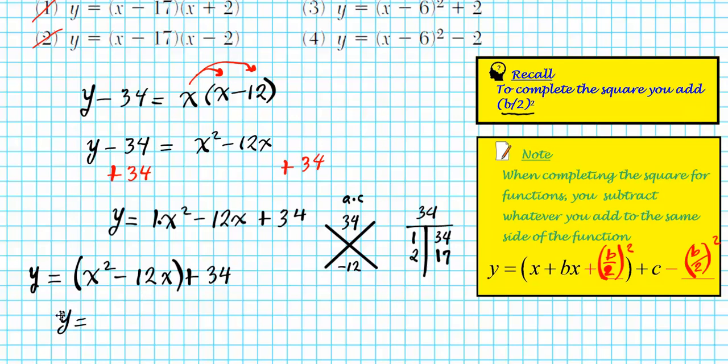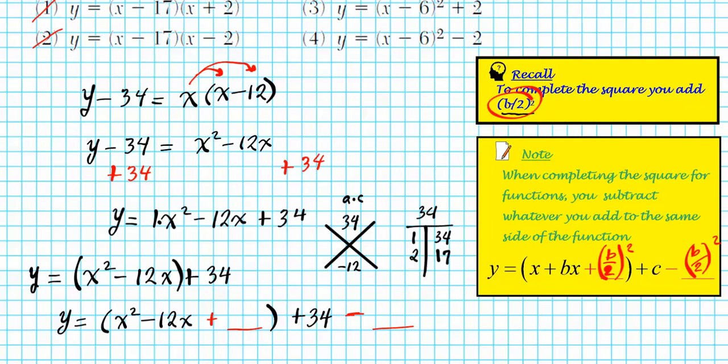Okay, so I'm going to write y equals x squared minus 12x plus a term that makes this a perfect square trinomial, a term that completes this square, okay, plus 34. So remember what I asked us to note earlier, whatever you add to one side of the function, you subtract from the same side. So in essence, they cancel each other out and you haven't changed anything, okay? All right, so what term completes the square here? You simply use b over 2 squared.